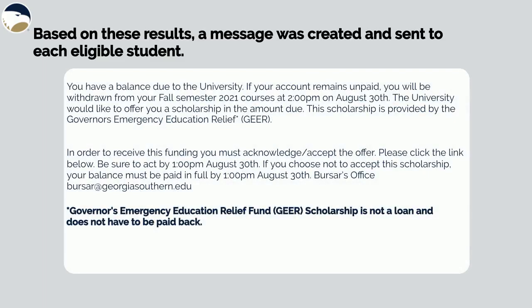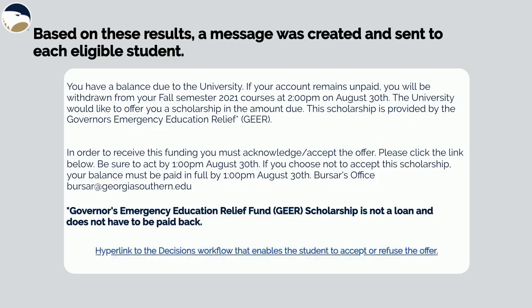Each student on the list received a message via a pop-up in the My Georgia Southern portal informing them of their eligibility for GEER funding to cover their outstanding balance with the university. The message contained a hyperlink to the decisions-based workflow through which the student could accept or reject the offer.